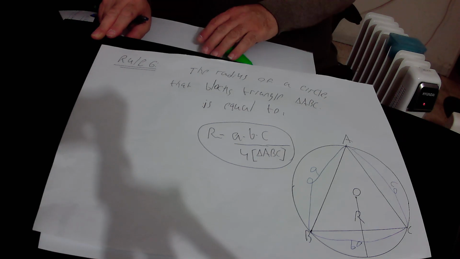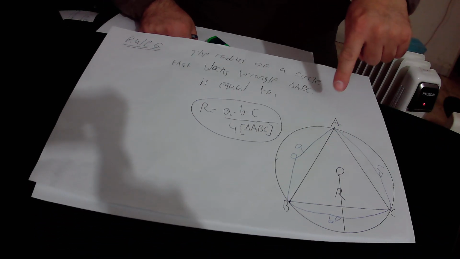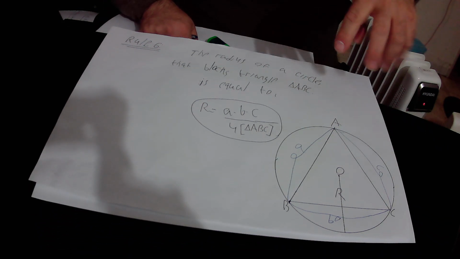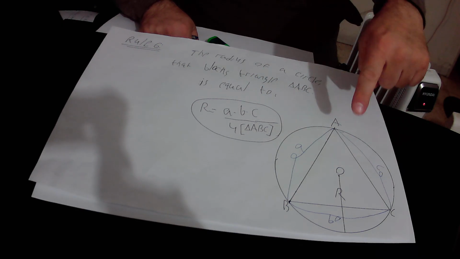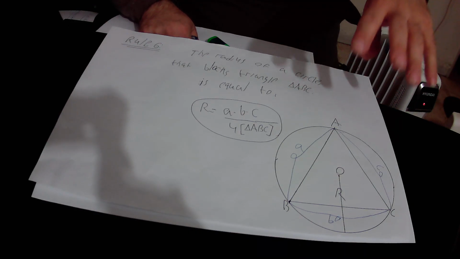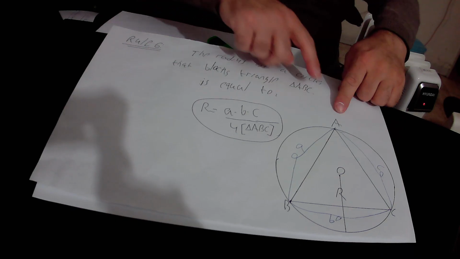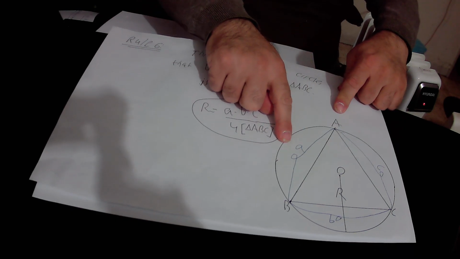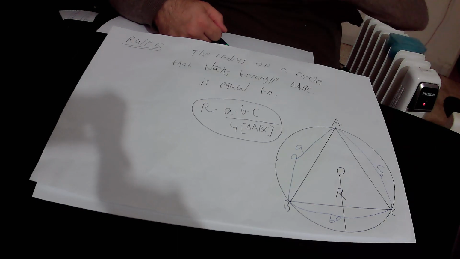In the drawing, we have a circle. Inside this circle, we have triangle ABC. Actually, triangle ABC is blocked by this circle. The radius of this circle is R. But before that, we know that side AB of triangle ABC equals A units in its length, side BC equals B units in its length, and side AC equals C units in its length.